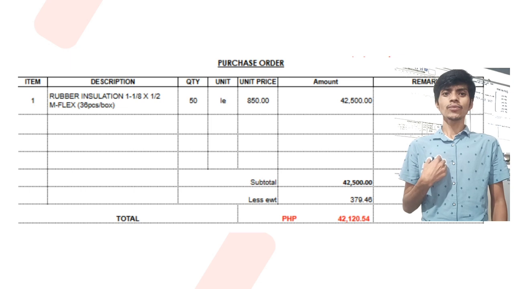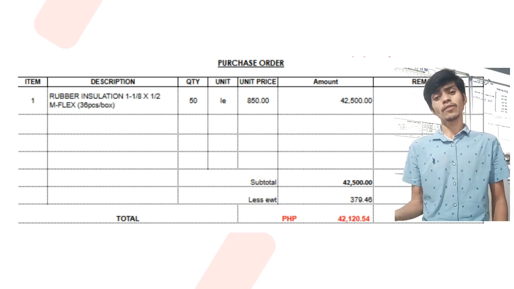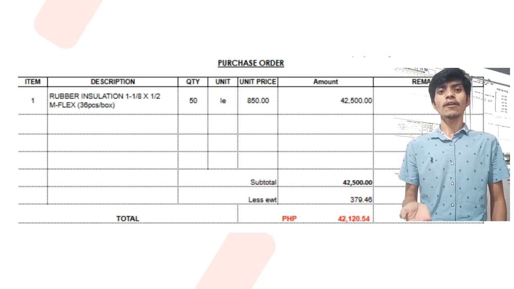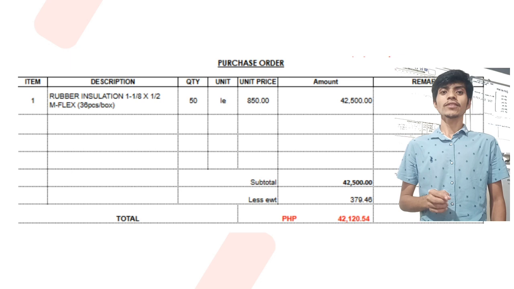Now how do we get 42,120.54? We get the withholding tax there. Based on my example earlier, 42,500 less 379.46 equals 42,120.54. Now, how to put it?